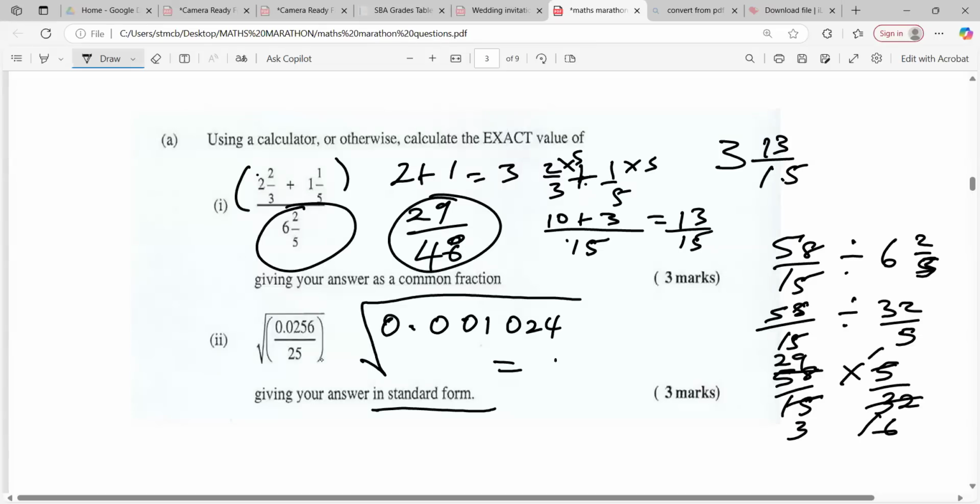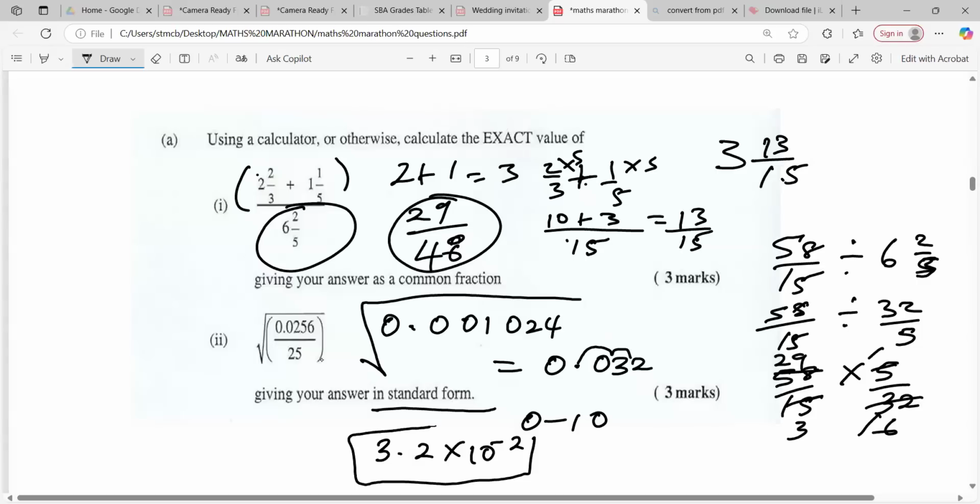Alright, so nice equal number, 0.032. The standard form means it must be between 0 and 10. So you can have 1 point something, 2 point something, 3 point something. You have to search for the first whole number. So 1, 2. So it'll be 3.2 times 10 to the minus 2. So that would be our answer.